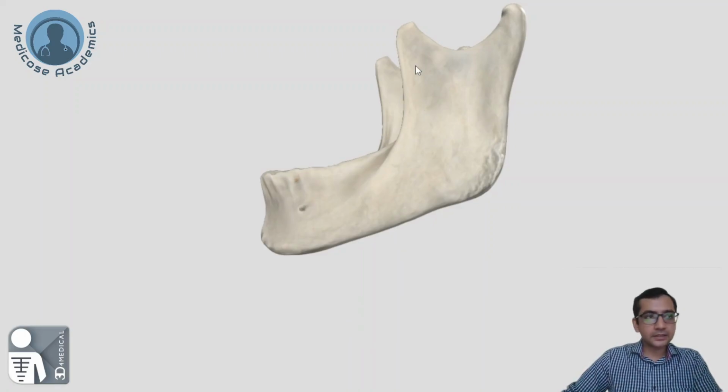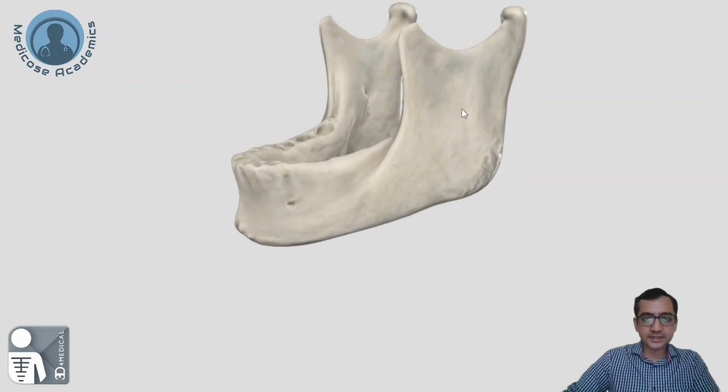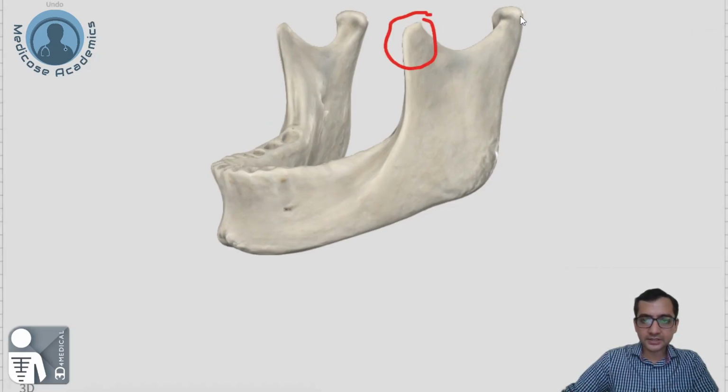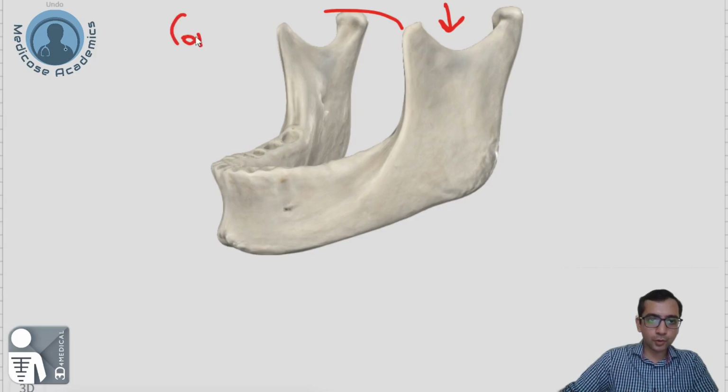In the ramus, there are two processes on the top. There is the process here, this is called coronoid process. This is called condylar process. And in between them, this fossa is called mandibular notch. This notch is mandibular notch. This is called coronoid, and this is called condyloid.